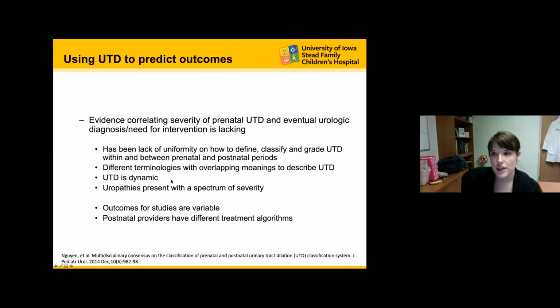We also know that urinary tract dilation is dynamic. It can vary based on hydration. It can vary from one day to the next. It can vary based on the technician doing the study. And uropathies can present with different spectrums of severity. As we know, hydronephrosis doesn't always correlate with things like reflux. And so this has created problems with our being able to adequately use hydronephrosis as a predictor for outcome.